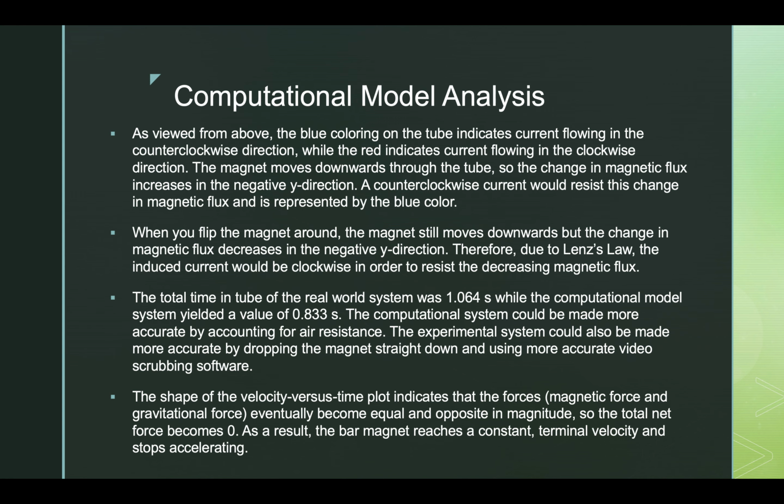The total time in the tube with the real-world system was 1.064 seconds compared to 0.833 seconds in the computational model. The computational system could be made more accurate by possibly accounting for air resistance. The shape of the velocity versus time plot indicates that the forces become equal and opposite in magnitude, so the total net force becomes 0. As a result, the bar magnet reaches a constant terminal velocity and stops accelerating.